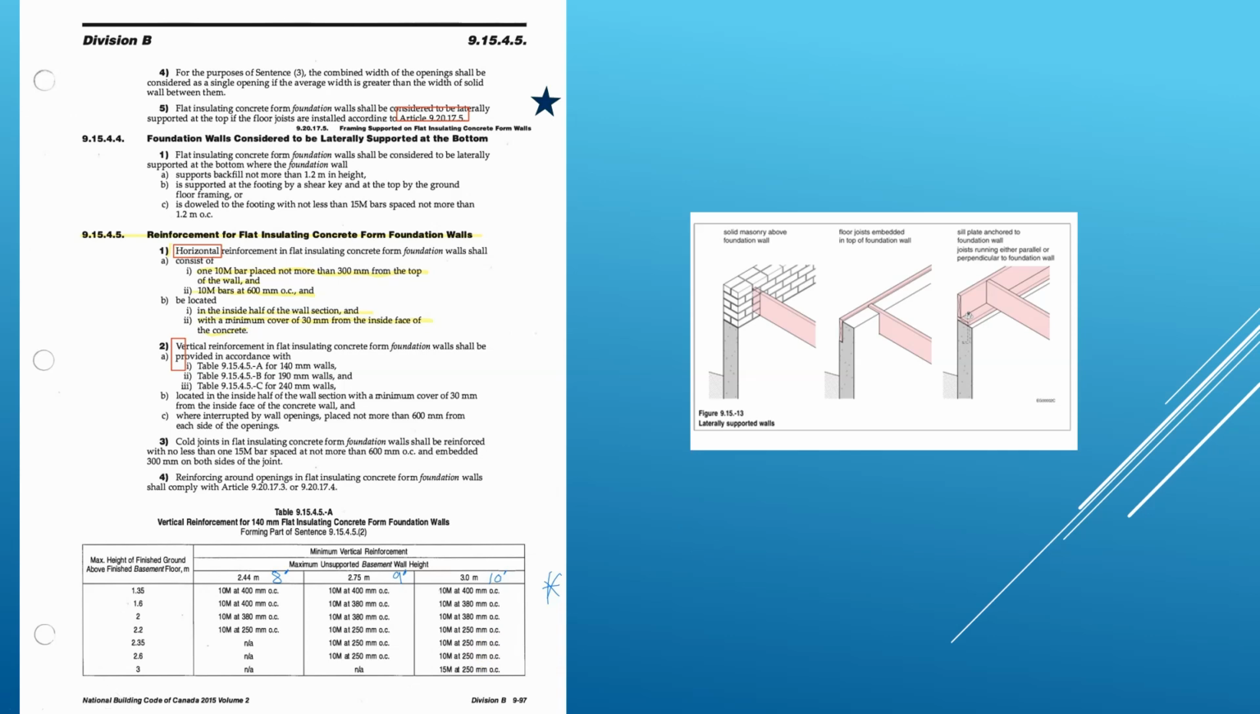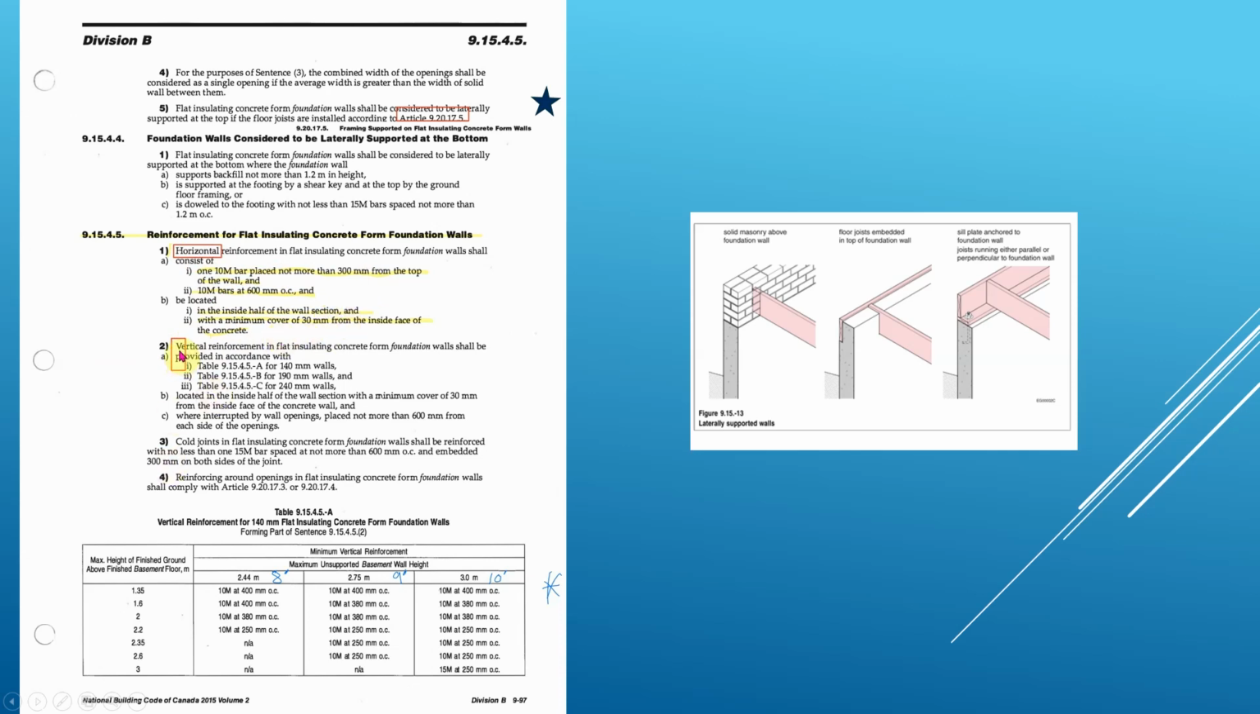Now, reinforcement for ICF walls. Okay, they talk about the horizontal, and they talk about the vertical bars here. And the horizontal bars, these are for foundation walls. So you've got to remember there's a difference between foundation walls and above grade walls or non-foundation walls, because I believe there's probably more soil pressure on it. They might want a little more reinforcement. So you get a 10M bar not more than 300 millimeters from the top, and a 10M bar at 600 millimeters on center, located in the inside half of the wall section, with a minimum cover of 30 millimeters.